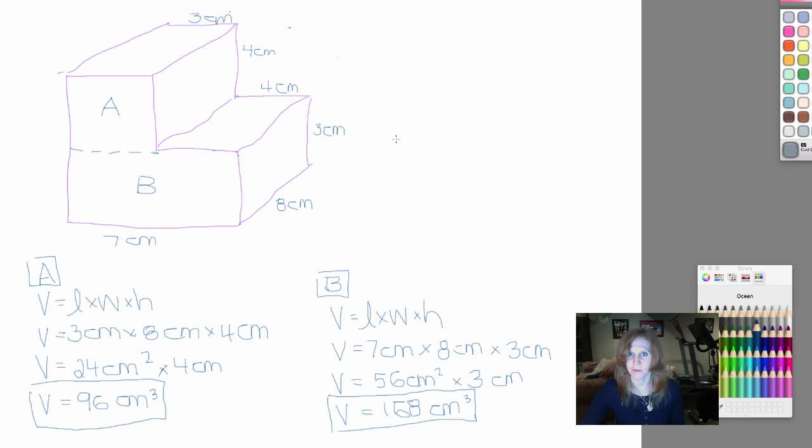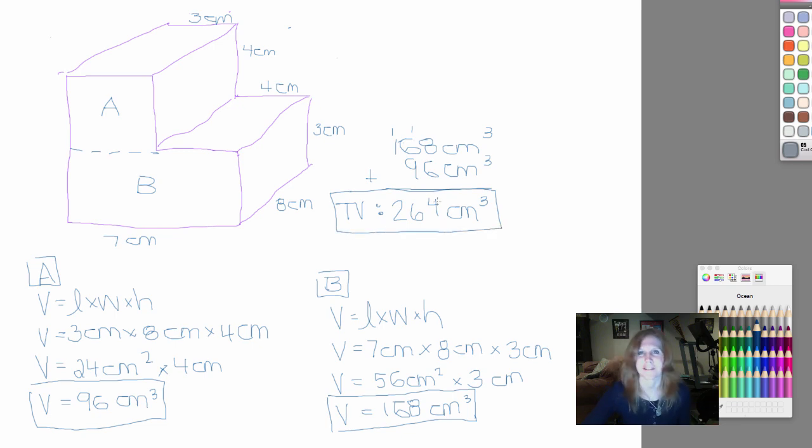So I'm going to write 168 cubic centimeters plus 96 cubic centimeters. And let's see, I get 14, 15, 16, 264 cubic centimeters. And that would be our final answer. I'm going to actually label it TV, total volume. I kind of made that up, but it makes it very clear that our total volume is 264 cubic centimeters.